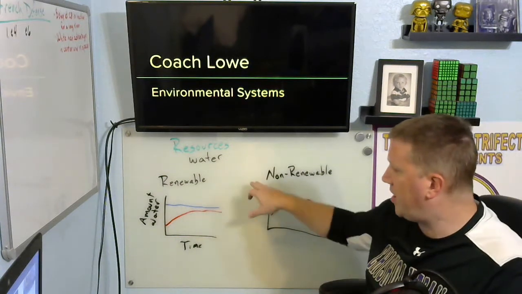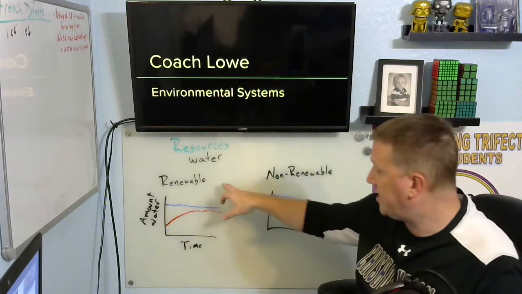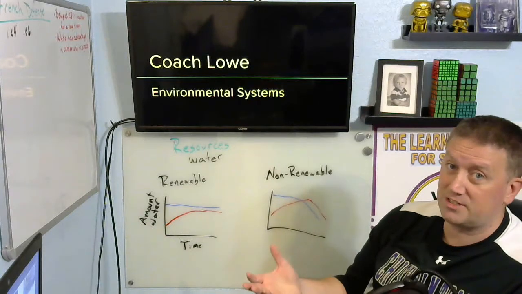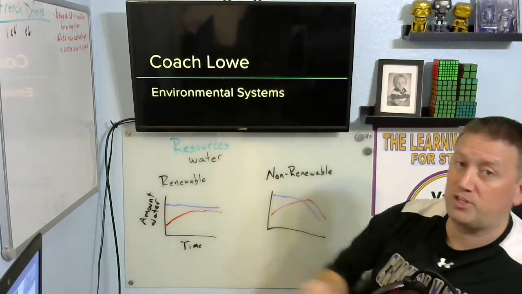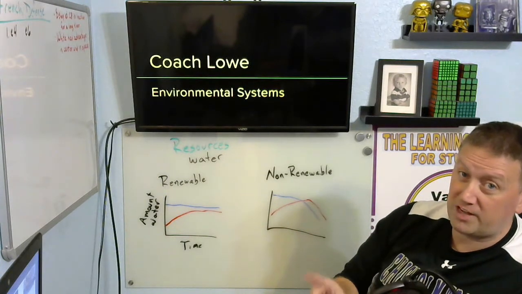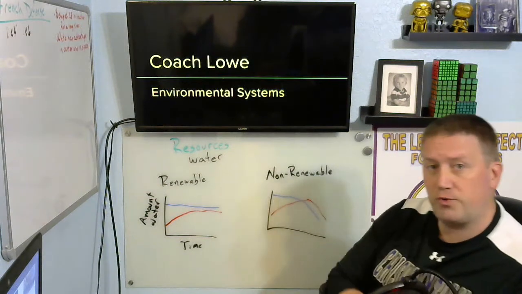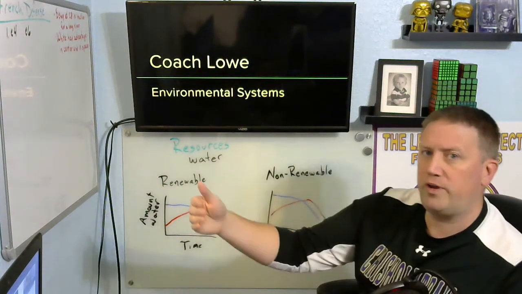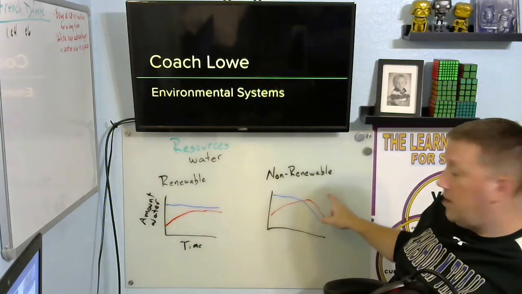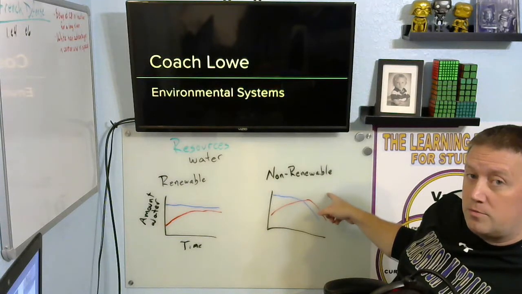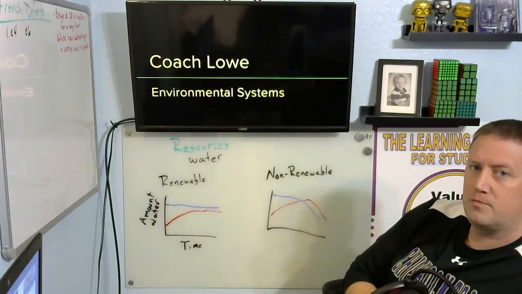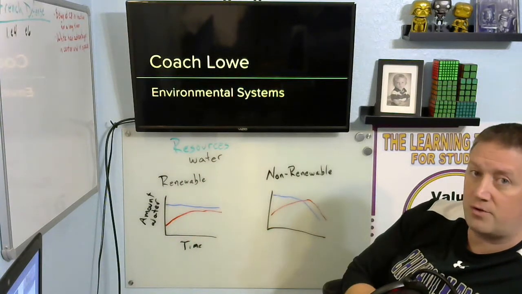So those are the types of resources. When we classify a resource, we say it's either renewable or non-renewable. And the difference is, is nature replacing that resource at a faster rate than we're using? If the answer to that question is yes, it's renewable. And we have the ability to use that for a long period of time. If the answer to the question is no, if we're using it at a higher rate than nature can replace it, then it's a non-renewable resource.